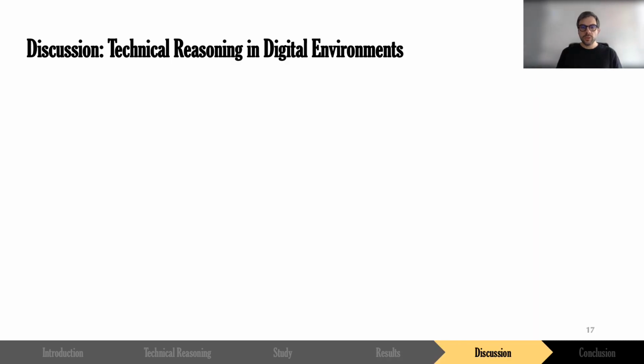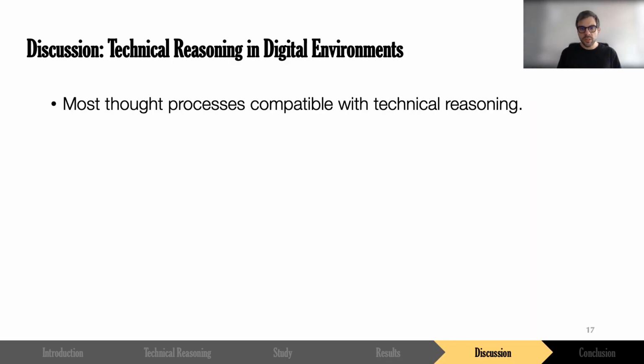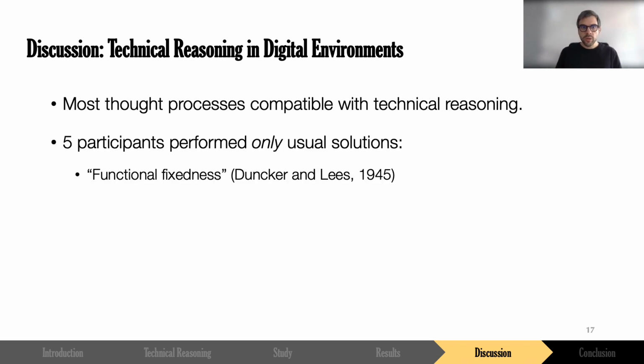So from these results, we found evidence that participants elicited a thought process that we deemed compatible with technical reasoning. That is, that they showed us a form of mechanical knowledge of text editing environments and also of the properties of text objects in order to achieve the goal. But we also had 5 participants who performed only usual solutions, which we associate to a form of functional fixedness.